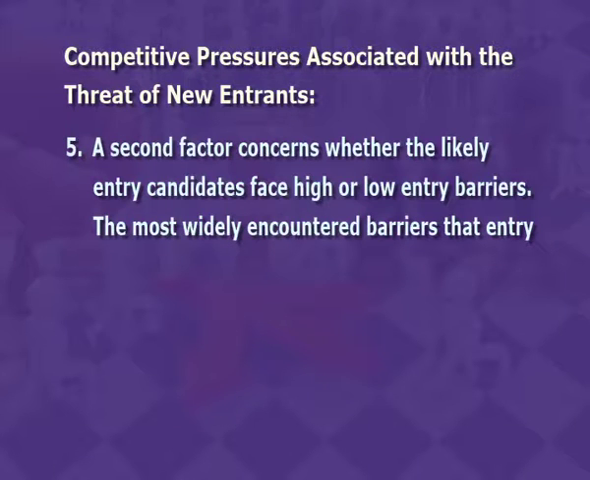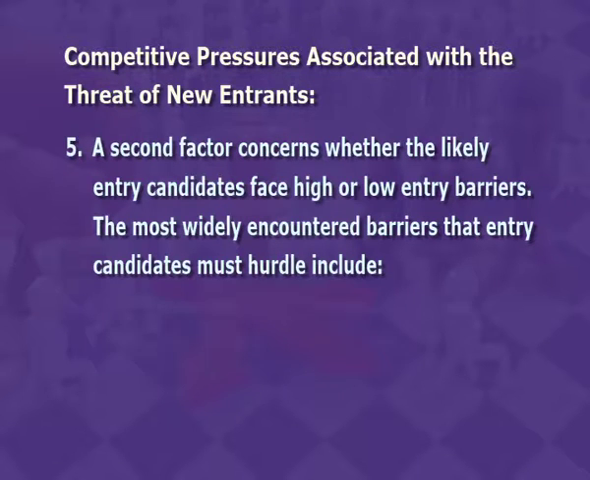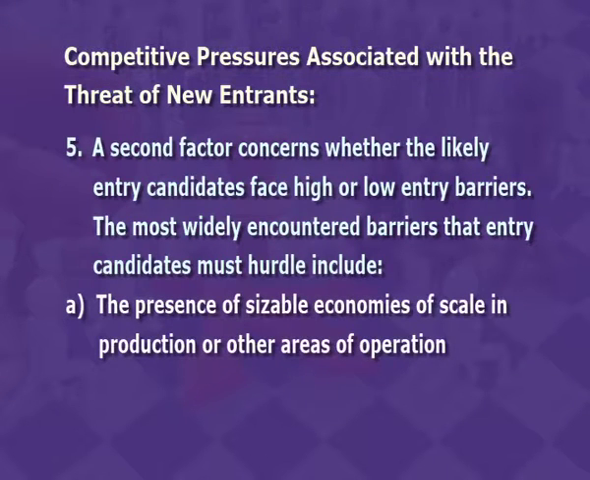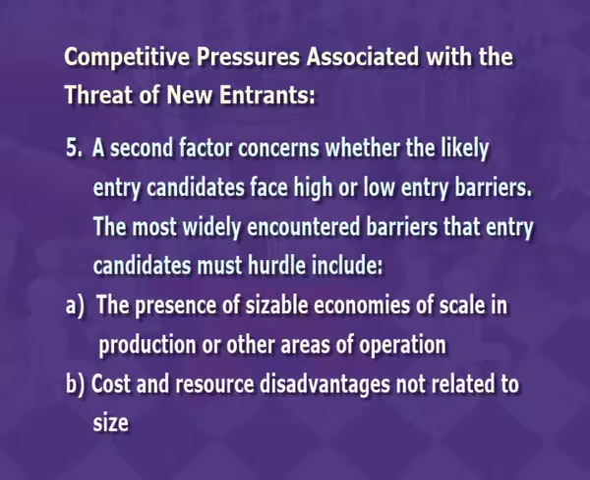The most widely encountered barriers that entry candidates must hurdle include: A. The presence of sizable economies of scale in production or other areas of operation when incumbent companies enjoy cost advantages associated with large-scale operation. Outsiders must either enter on a large scale or accept a cost disadvantage and consequently lower profitability. B. Cost and resource disadvantages not related to size.